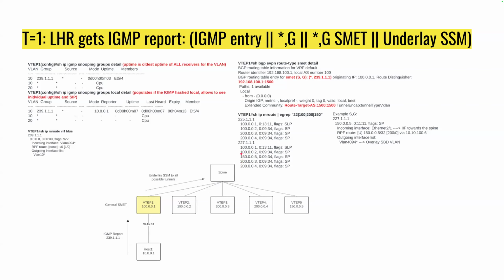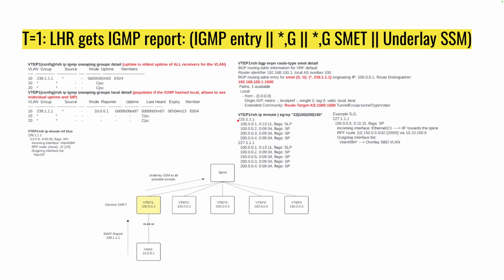Basically, it is joining all the underlays that are advertised by the remote VTEPs. So this group 227.111 is being advertised by VTEP 2, VTEP 5, VTEP 3, and VTEP 4. So it has joined all the groups. It has also joined 225.111, which is configured for VLAN 20. So you never know where the source is present, right? So we'll join all the possible groups.